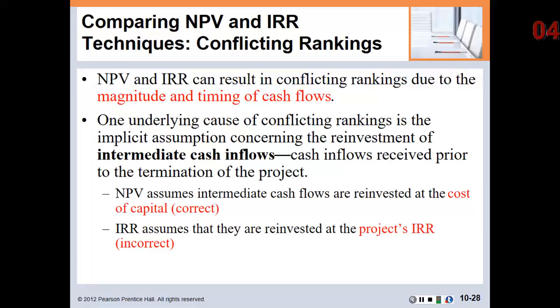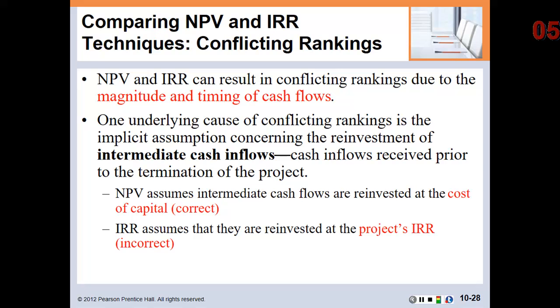Now, the reason for this is here in red. Okay, you can pretty much count on, if you see something in red on the bonus exam slides, you probably need to know it. So it says net present value and internal rate of return can result in conflicting rankings due to two things. One is the magnitude of the cash flows, or the size of the cash flows, and secondly is the timing of the cash flows.